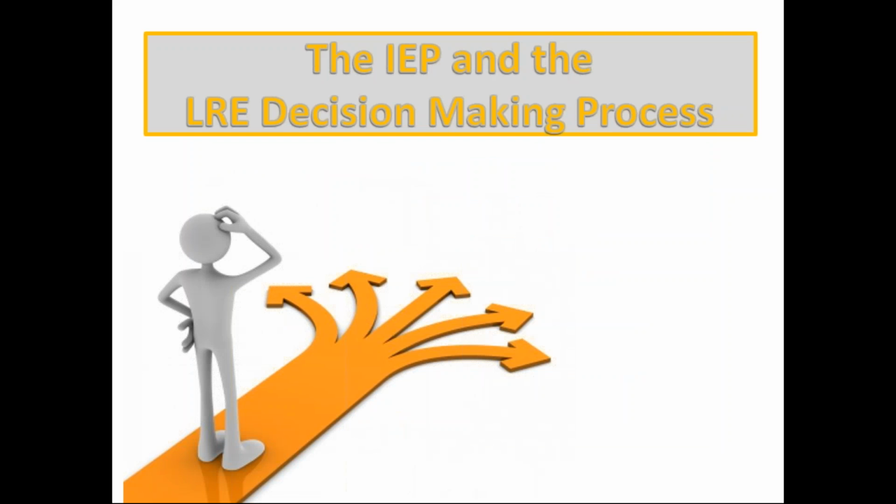So, the IEP and the LRE decision-making process. When making the decision on the appropriate special education services to meet the child's needs, the child's IEP should be looked at closely. First, any evaluations that have been done on the child should be looked at. Next, the child's present levels of performance, or their PLEPs, should be looked at carefully. It is in the PLEPs that a child's current strengths and needs are described. These should be well defined based on the information gathered from evaluations and throughout the school year.